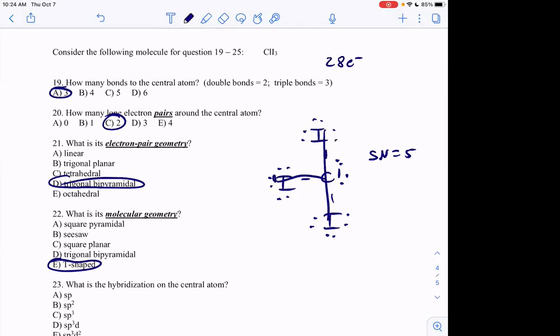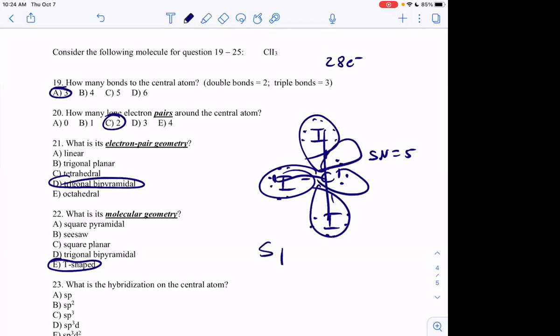What's the hybridization on the central atom? sp3 what? No, sp3d. sp3d, right? Got 5 regions. 1, 2, 3, 4, 5. Same as the steric number, so that only goes up to sp3 with 4 regions. I need a d to get me there.